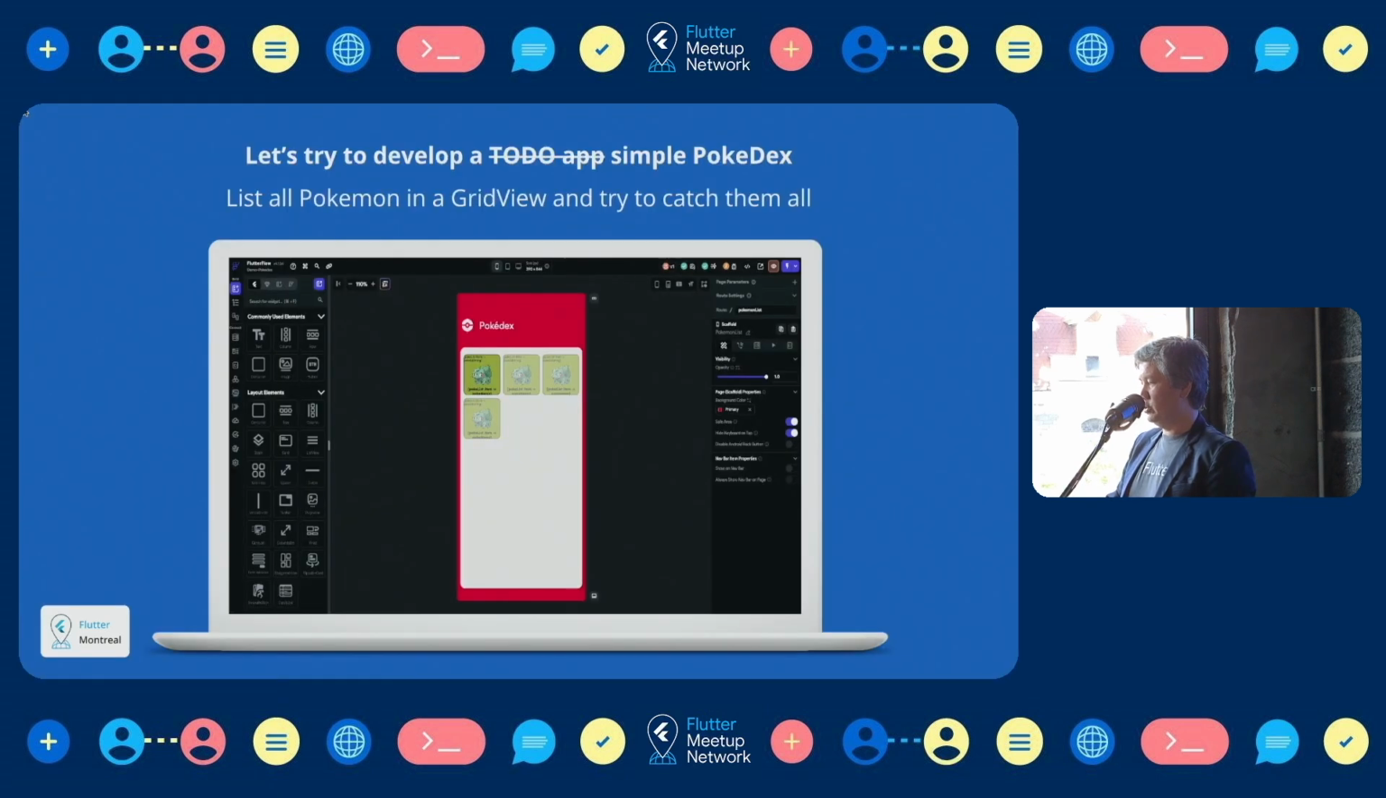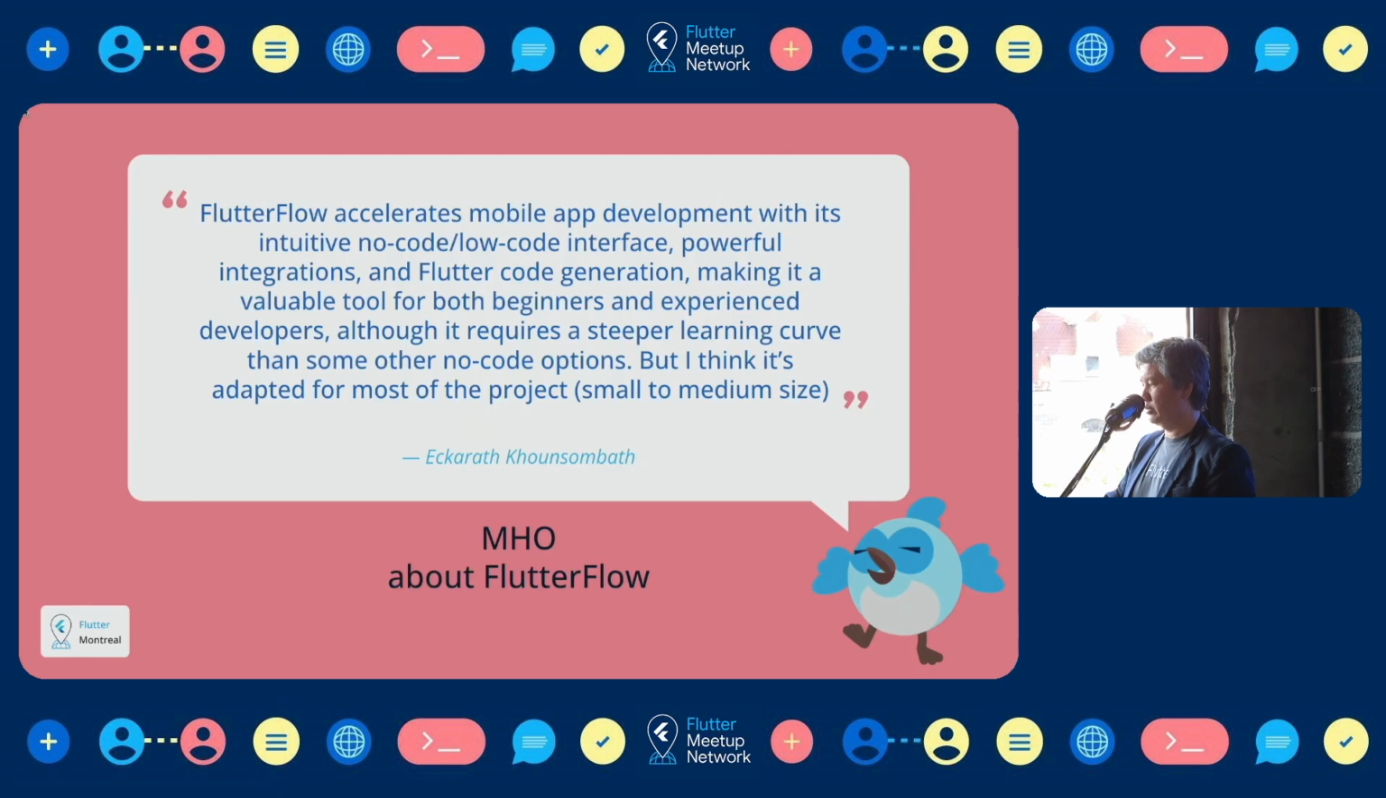So what are we going to do? We are not going to do a to-do app. What are we going to do? I was with my son when I worked on this. So we're going to do a small Pokédex, a Pokemon encyclopedia, where we are going to display all the Pokemon, and we can try to catch them all. That means that when you click on one Pokemon, it will say that it has been captured. So let's try to do this.